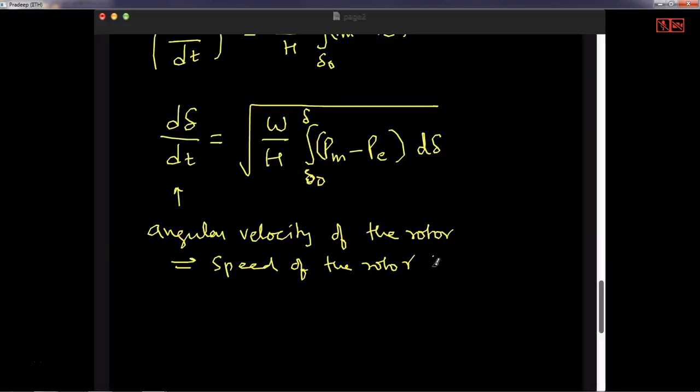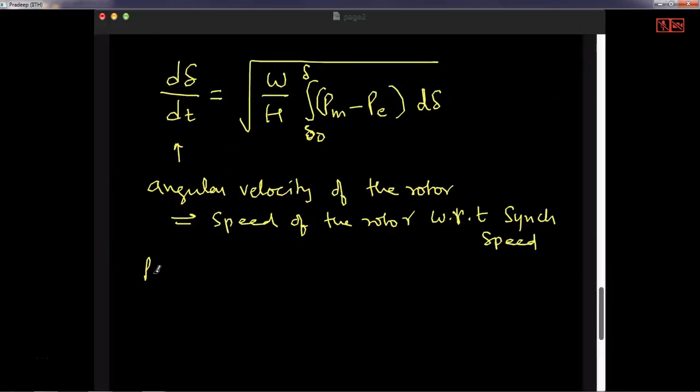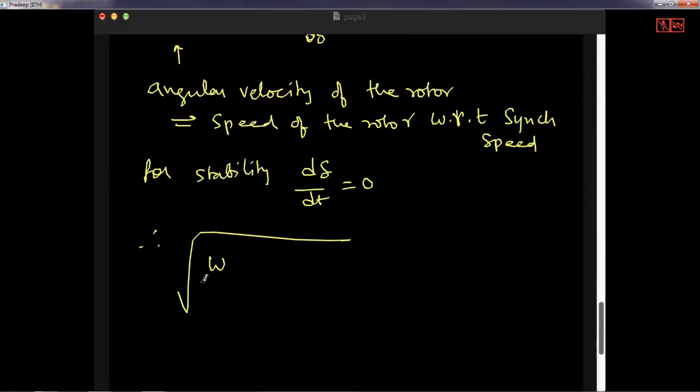So this is the speed of the rotor with respect to synchronous speed. Now the speed of the rotor with respect to synchronous speed should be maintained at 0. So for stability, d delta by dt should be equal to 0. Therefore, this whole term is 0. So the square root of omega by H, integration from delta naught to delta of Pm minus Pe d delta, should be equal to 0.